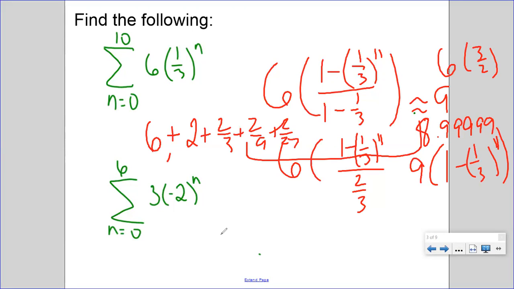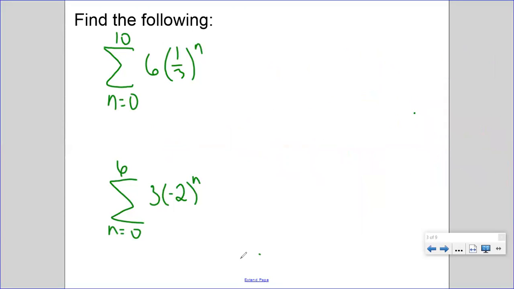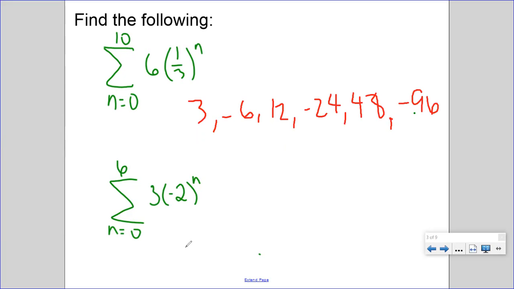Okay. Next one. This one we can at least check out, right? Because we know we could easily list out all the terms. So it'd be like 3, then -6, then what? What would be our next one? 12, then -24, then 48, then -96.